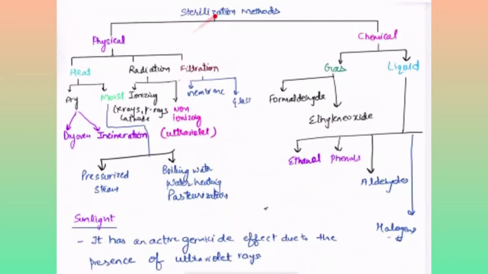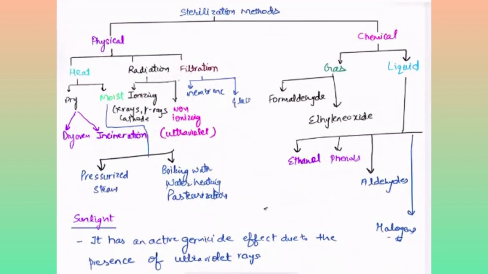Today we are going to discuss sterilization methods. So there are two types of sterilization methods, physical and chemical. Physical methods include heat, radiation, and filtration. The heat can be of two types, dry heat and moist heat.